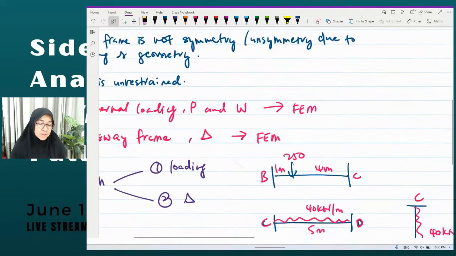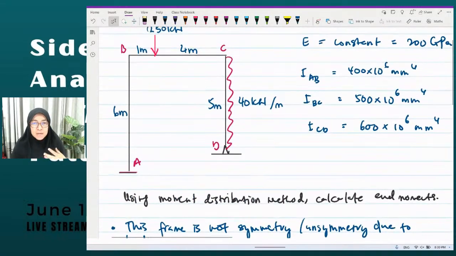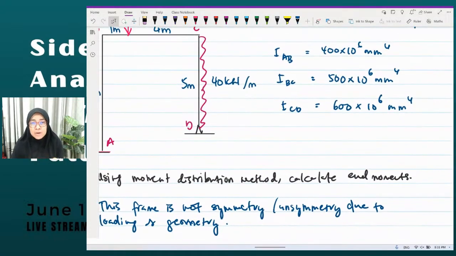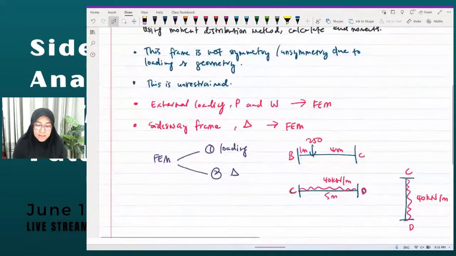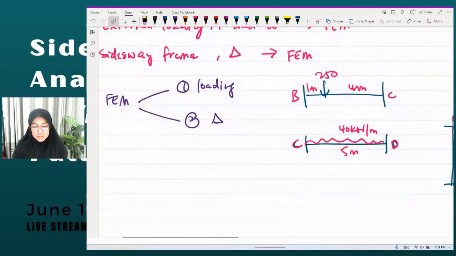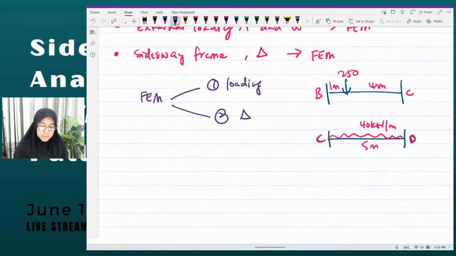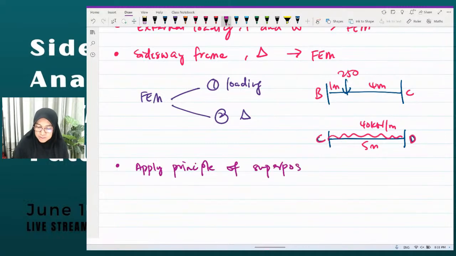Because this frame has a combination of loading and delta. Please remember, we cannot calculate external loading and delta together. We have to calculate separately, then we have to add them. That is why we apply the principle of superposition.